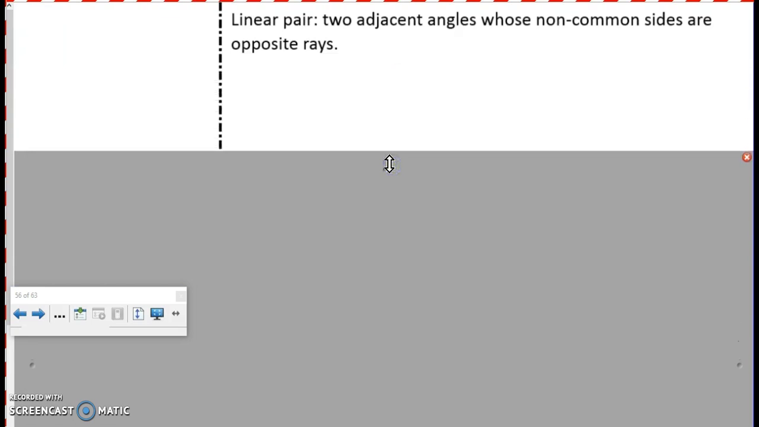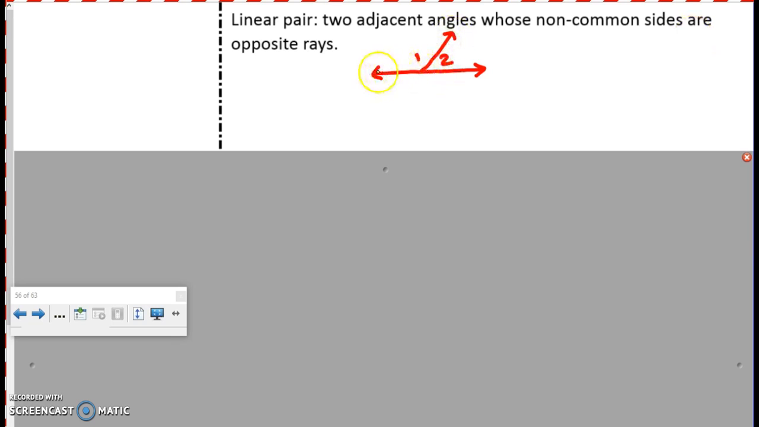So if I were to draw a picture of a linear pair, because the definition isn't super helpful, here's an example of a linear pair, angle 1 and angle 2. These are adjacent angles because they share a vertex, they share a side, and they don't overlap each other. And their non-common sides, this side and this side right here, are the sides they don't share because they share this side.